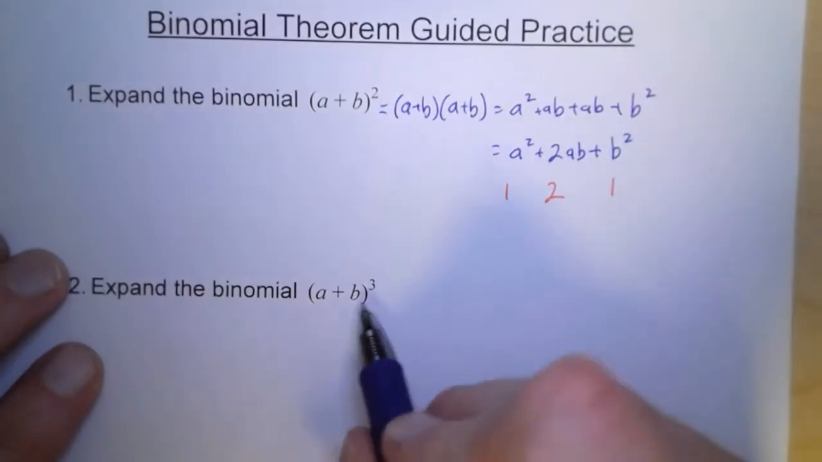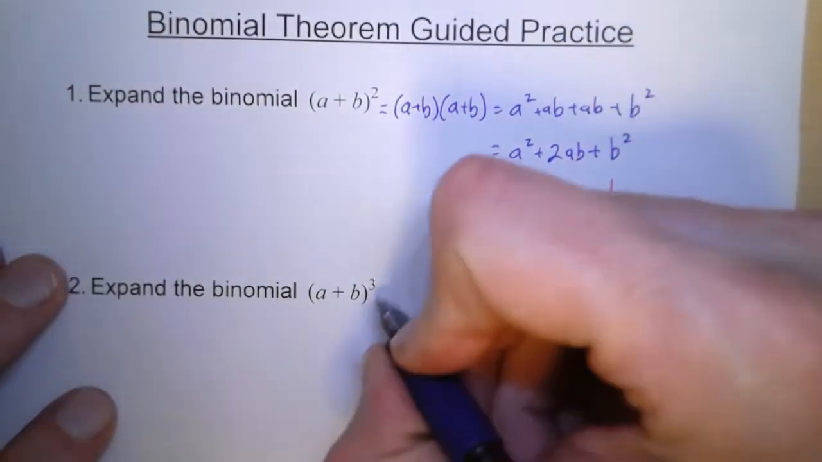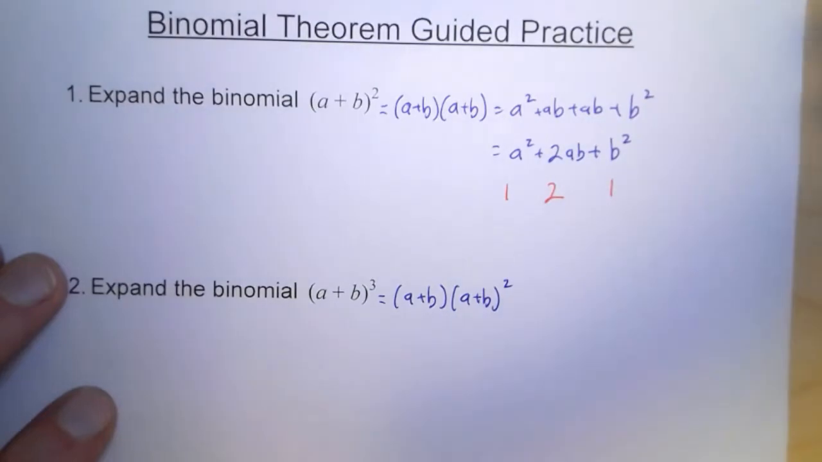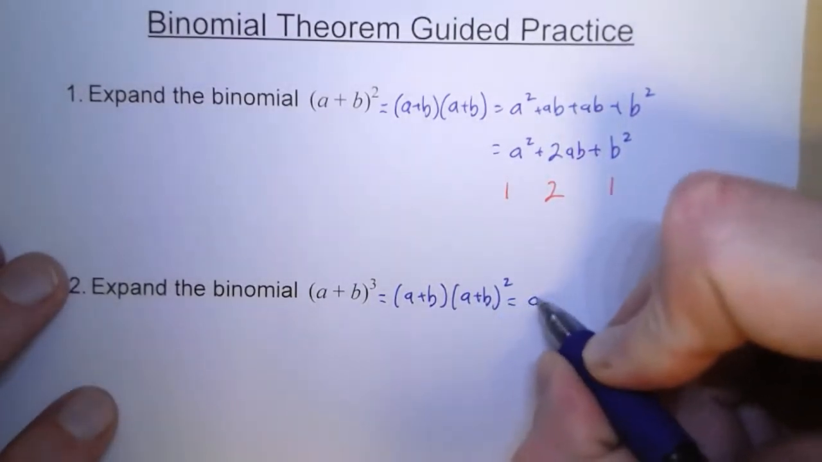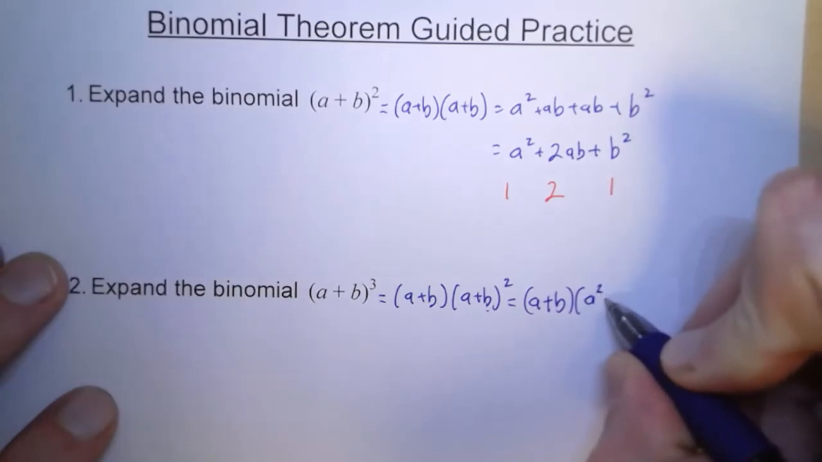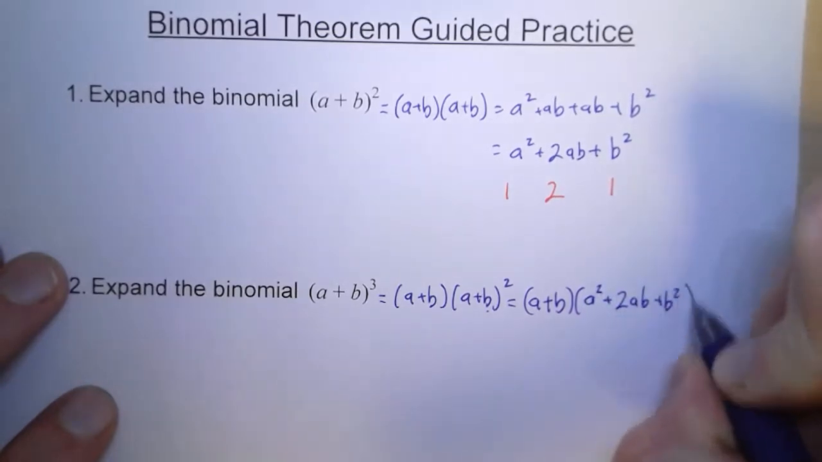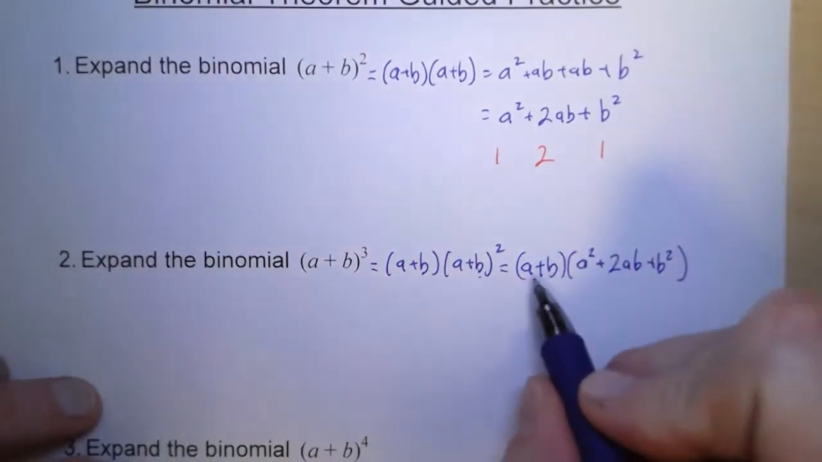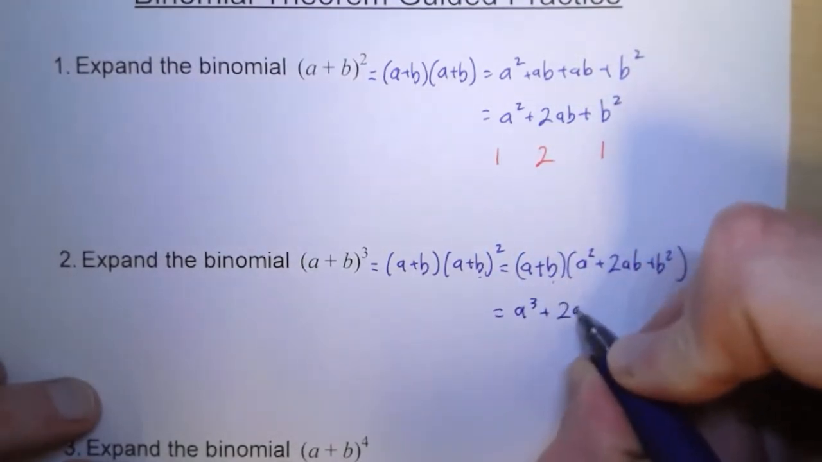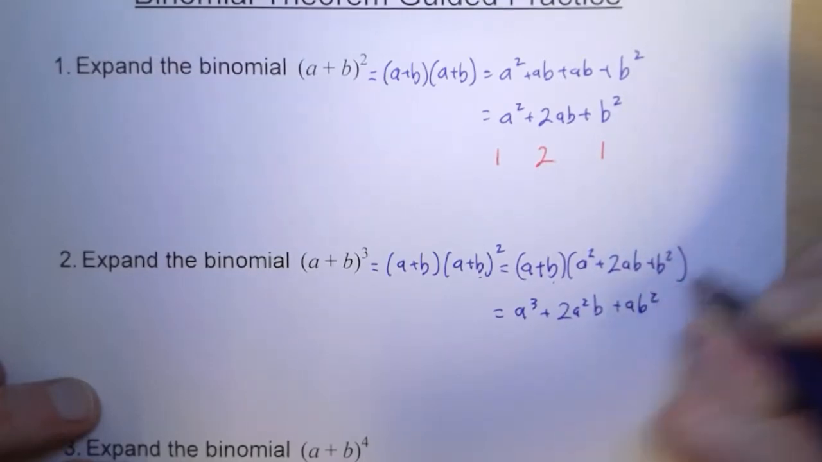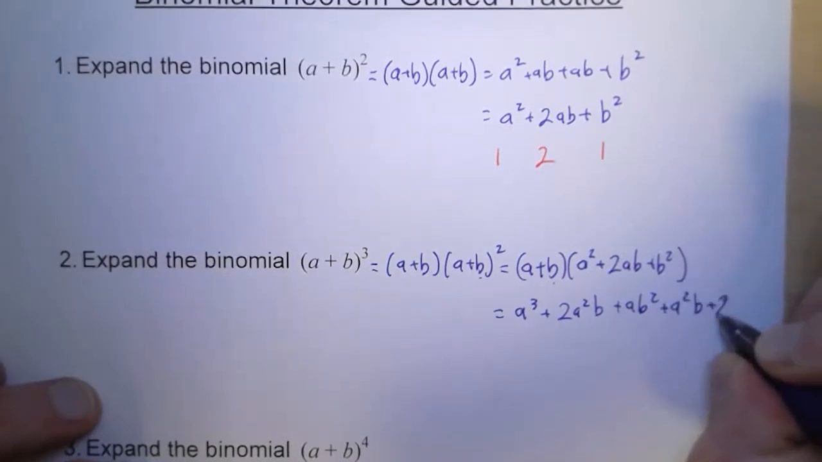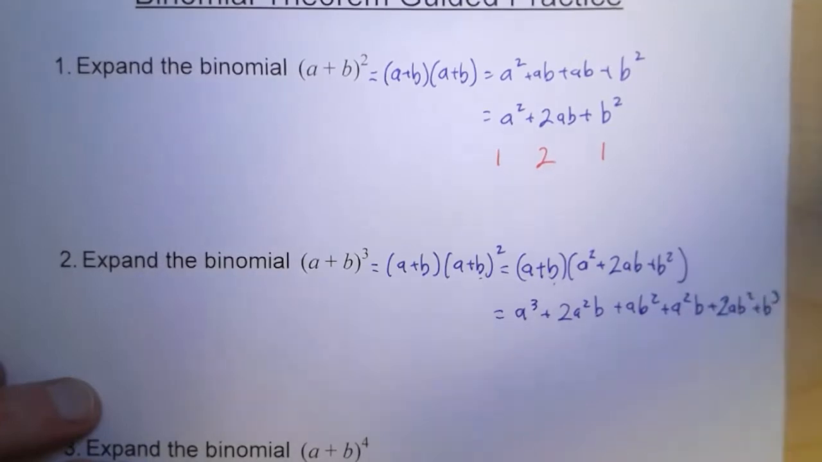Now, if we look at the next one, here we want to say a plus b to the third power. Well, really, all that is just taking a plus b times a plus b squared. We already know what this is, that quantity, a squared plus 2ab plus b squared. So, what can we do? Well, we can take a and multiply that onto everything. So we have a cubed plus 2a squared b plus ab squared. Then we multiply everything by b. So that's a squared b plus 2ab squared plus b cubed.